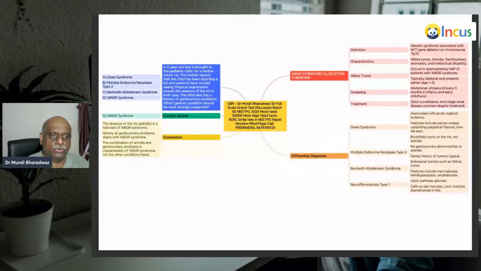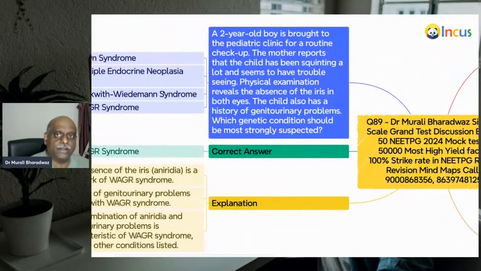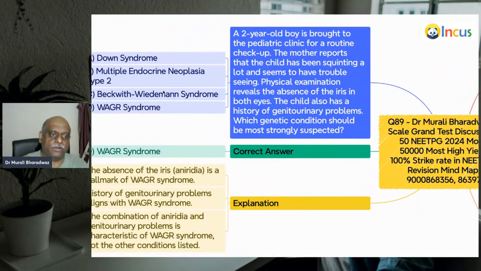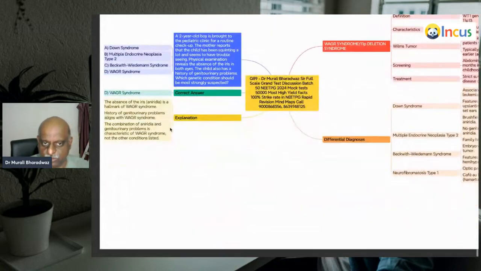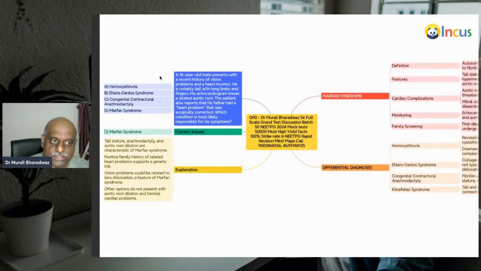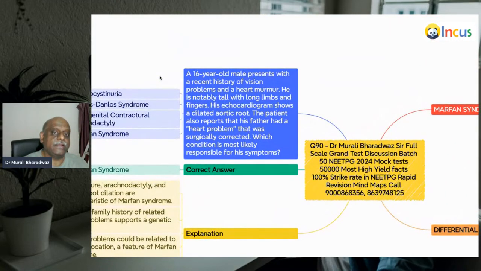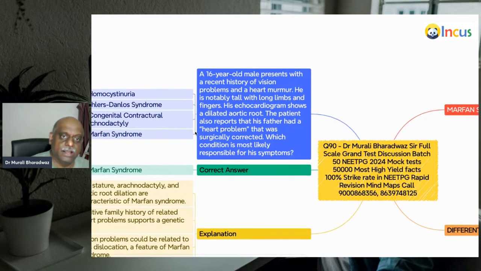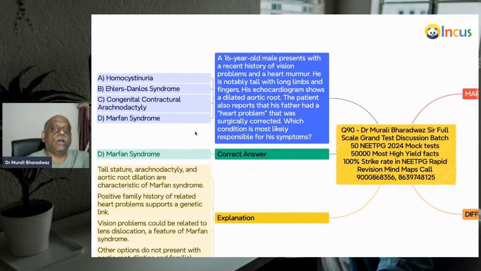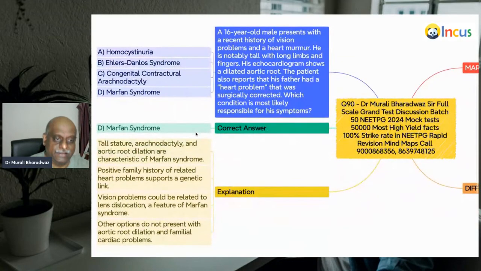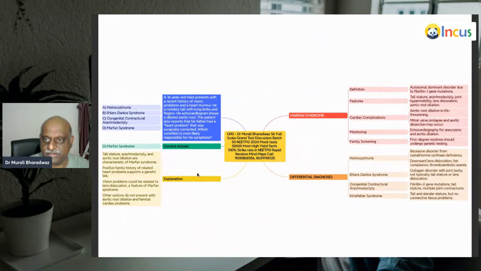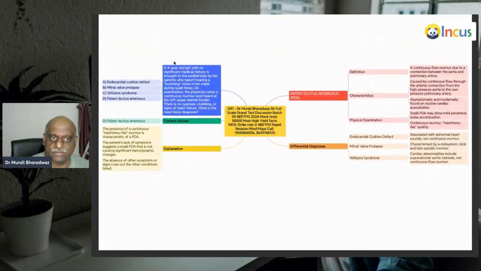So let us run through a few more before we hit 12 p.m. 2-year-old boy is brought to the pediatric clinic, WAGR syndrome, already over. 16-year-old, recent history of vision problems, heart murmur, very tall, arachnodactyly, aortic root dilatation. What else is needed? Marfan syndrome is the diagnosis.